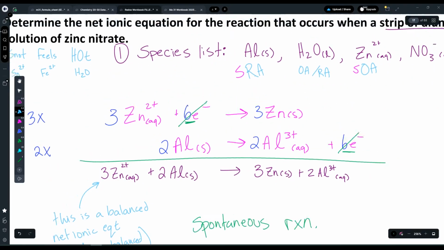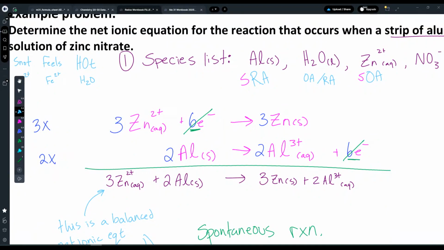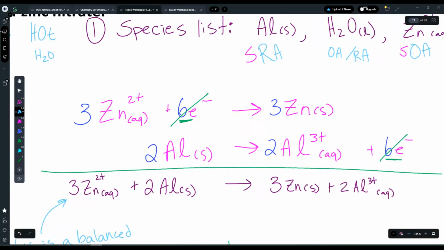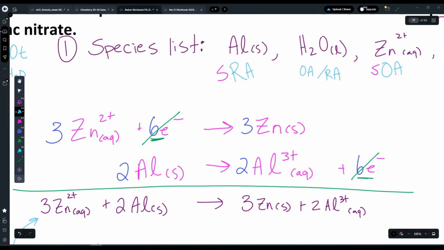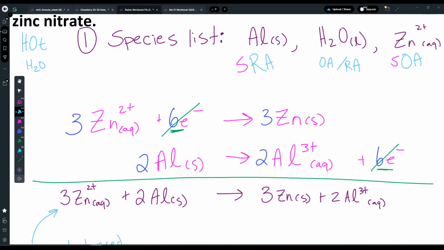One last thing about balancing redox equations using half reactions. If you have the electrons in both of your reactions on the same side, then you're doing something wrong. You should always have one reaction with its electrons on the reactant side, that would be your reduction reaction, and that belongs to your SOA, and the other reaction should have the electrons on the product side, and that's going to belong to your SRA, okay.